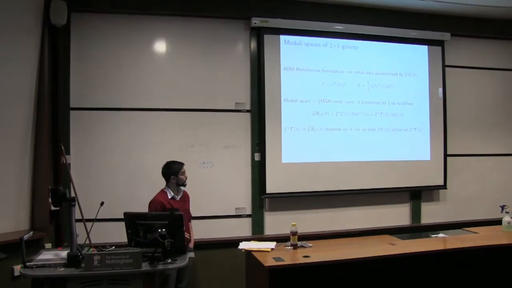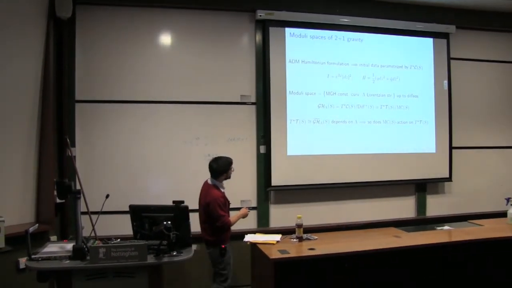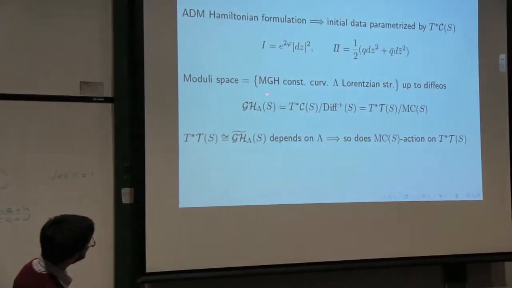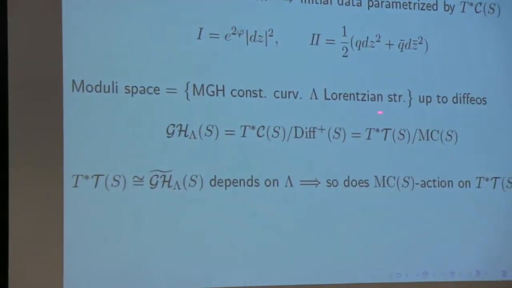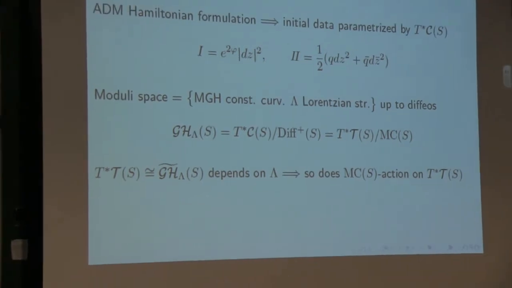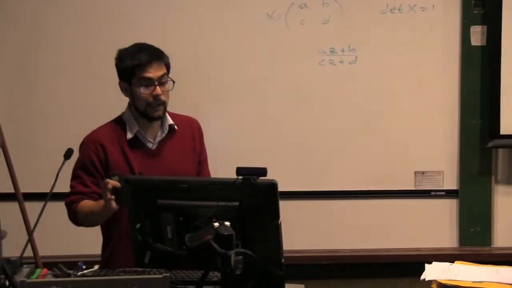In this context, one thing that I want to note, which is quite important, is that the identification of this moduli space with the cotangent bundle over Teichmüller space depends very much on lambda. It depends on the value of the cosmological constant. And this means that the action of the mapping class group here is different for different values of the cosmological constant, so the moduli spaces are not exactly the same space, at least classically.